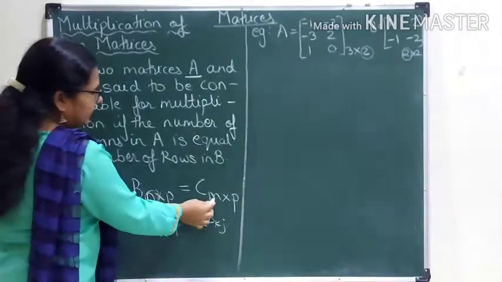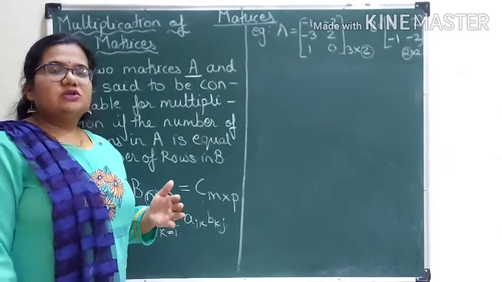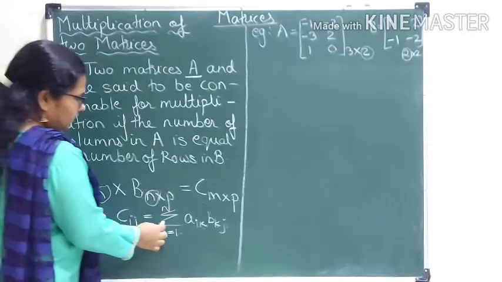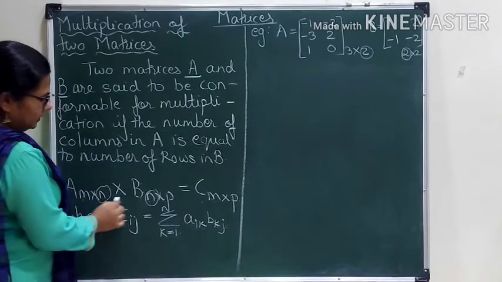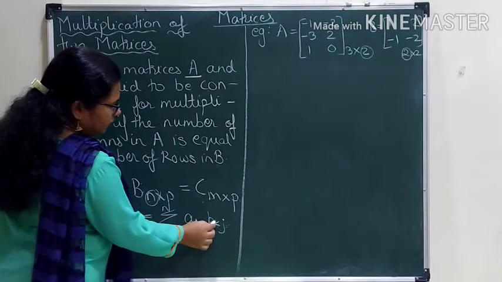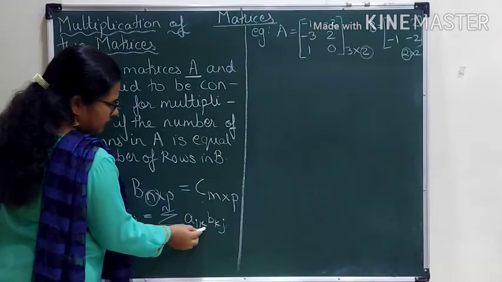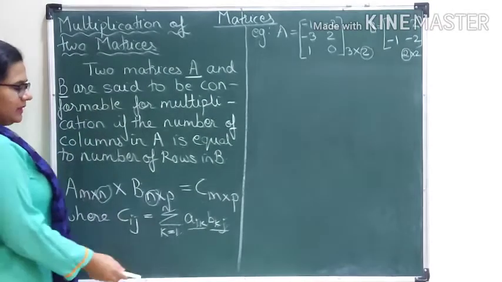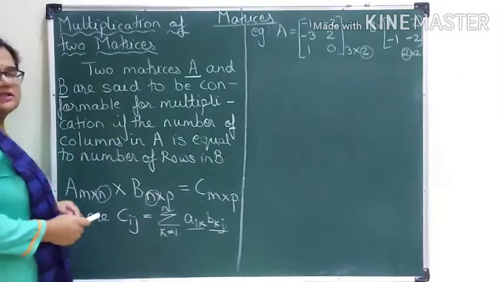Now how are the elements of this matrix C? After multiplying you get a new matrix. So how are the elements of this matrix C? They are equal to the summation of k equal to 1 to n, where n is the number of columns of A, so k will vary from 1 to n, of a_ik into b_kj. So you have to multiply the row elements from matrix A and the column elements from matrix B, and add those products, and you will get the elements of this matrix C.